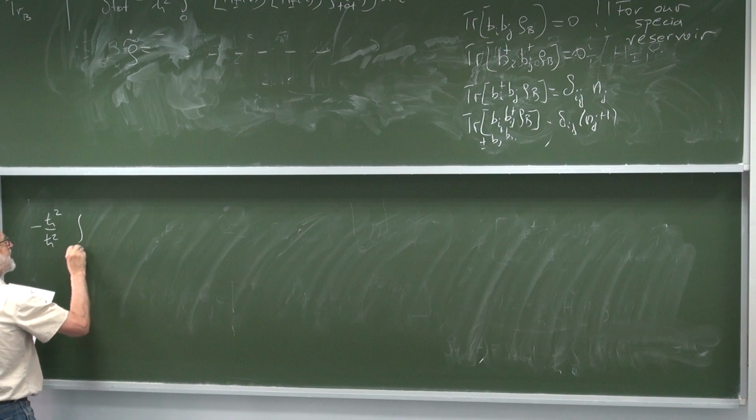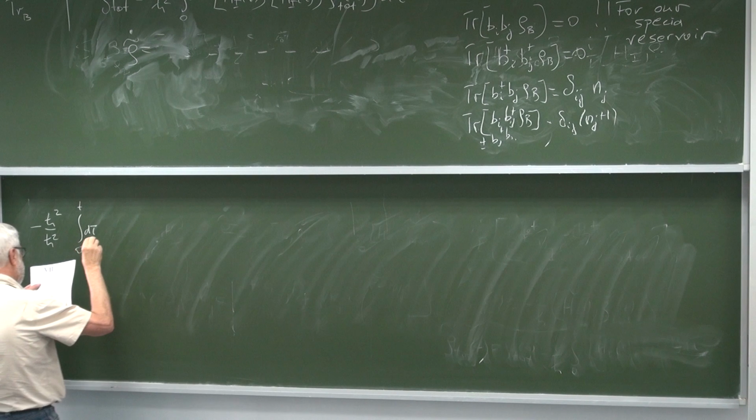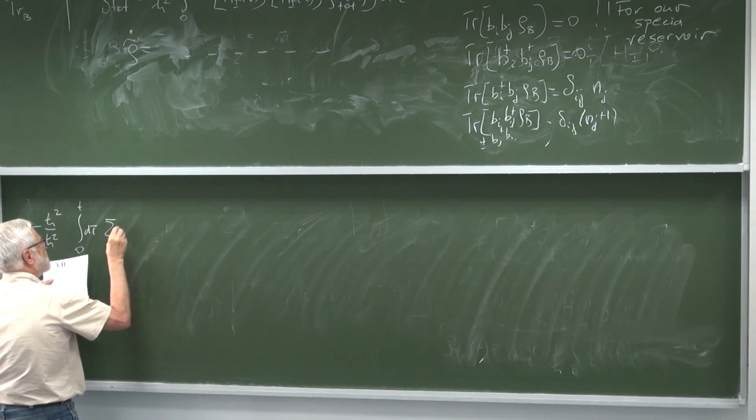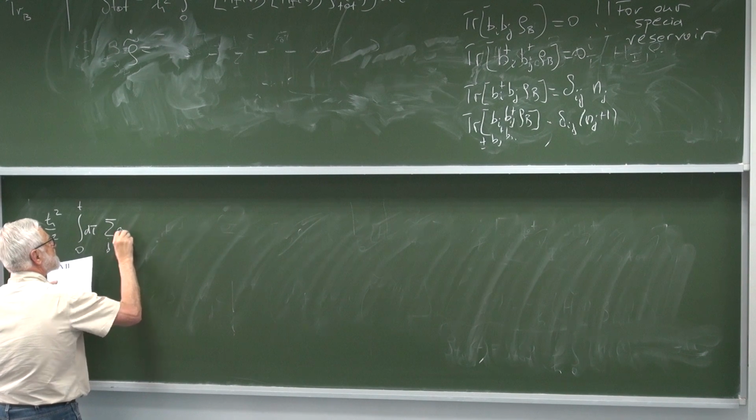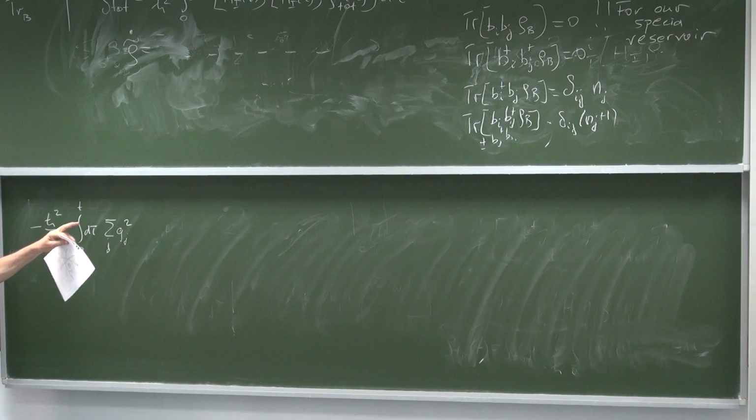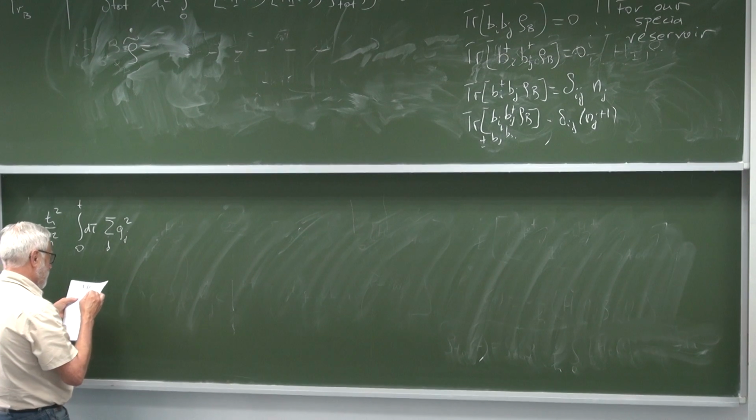Then there will be integral from 0 to t over d tau. And then I will have sum over all the j modes, squares of the couplings. In principle, there could be a double sum, but because of this property of a trace that was proportional to delta ij, I will always get only diagonal terms here.